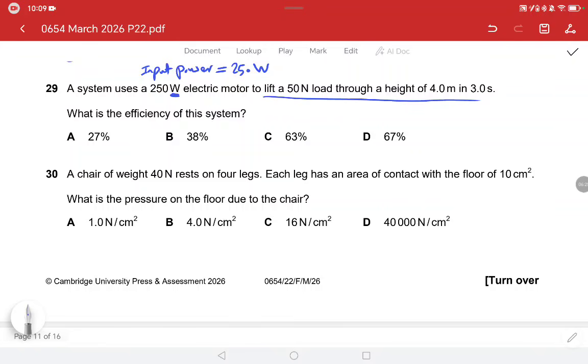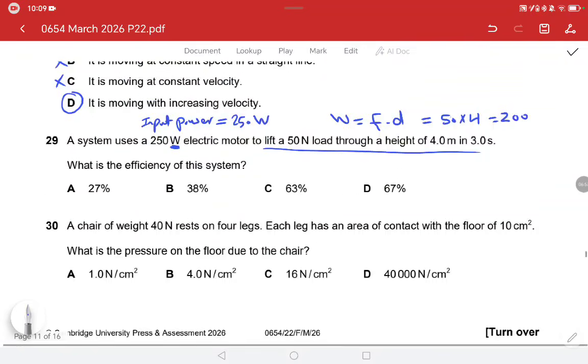This will lead to, you have to know the formula. Moving an object means this is work, and work should be F times D, the force times the distance. So the force is 50 newtons, times the height is 4, and this will give you 200.